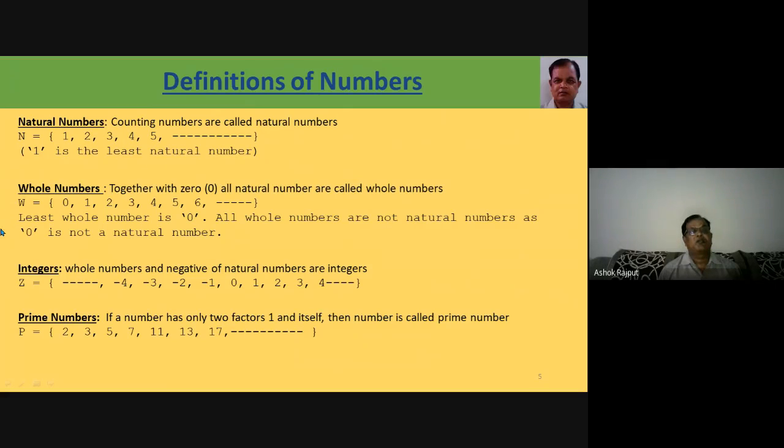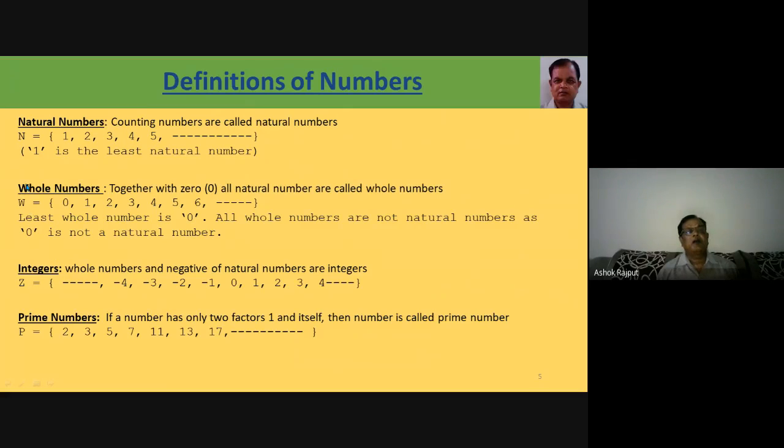After that, we will explain the whole numbers. What are whole numbers? Together with zero, all natural numbers are called whole numbers. It is denoted by W. Then 0, 1, 2, 3, 4, 5, 6, up to infinite, all are whole numbers. The least whole number is 0, and all whole numbers are not natural numbers, as 0 is not a natural number.